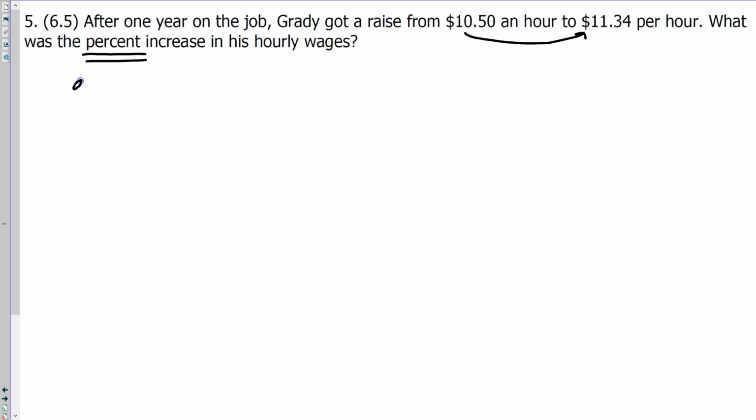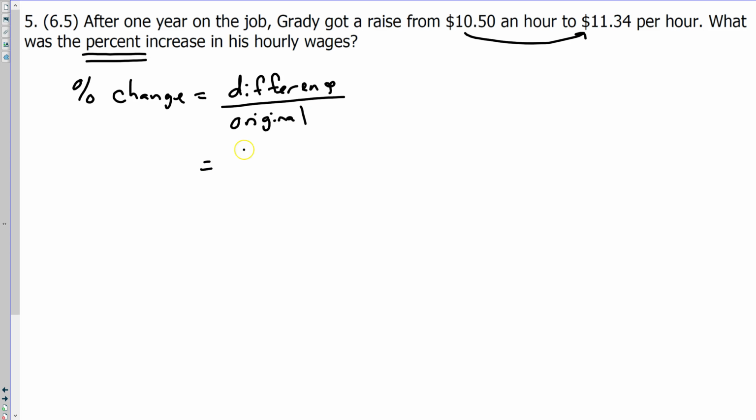So when you want a percentage change, you're going to calculate the difference between your 2 numbers, and you're going to divide by the original value, whatever you started with. So my difference, I would want to subtract this in an order that will keep it positive. So 11.34 minus 10.50 divided by my original amount.